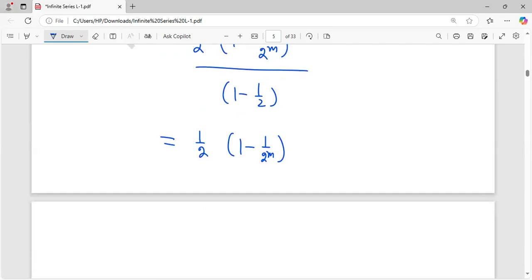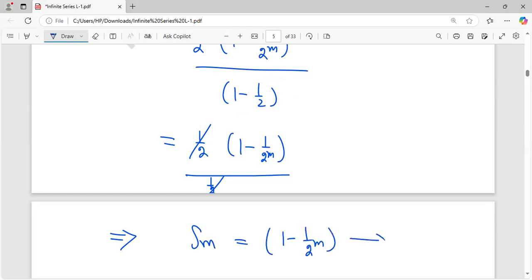So this is 1 by 2. So 1 by 2 cancel out. So Sm is equal to 1 minus 1 upon 2 to the power m. So this tends to 1 as m tends to infinity.